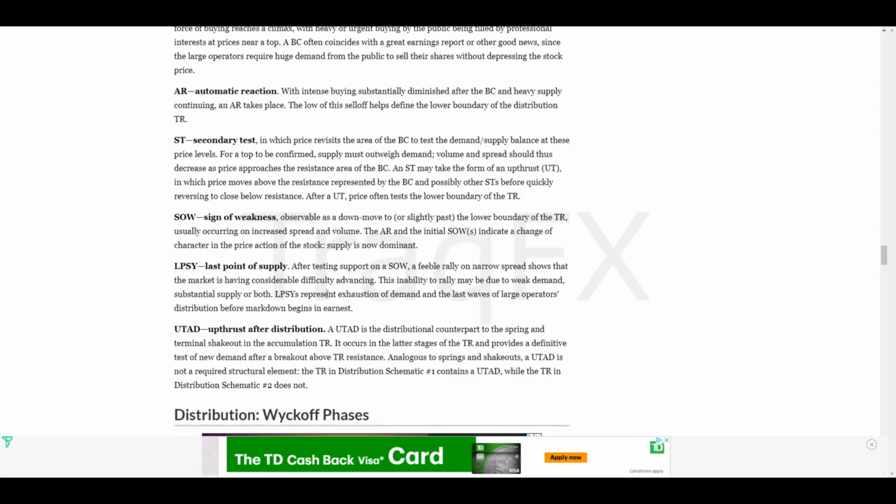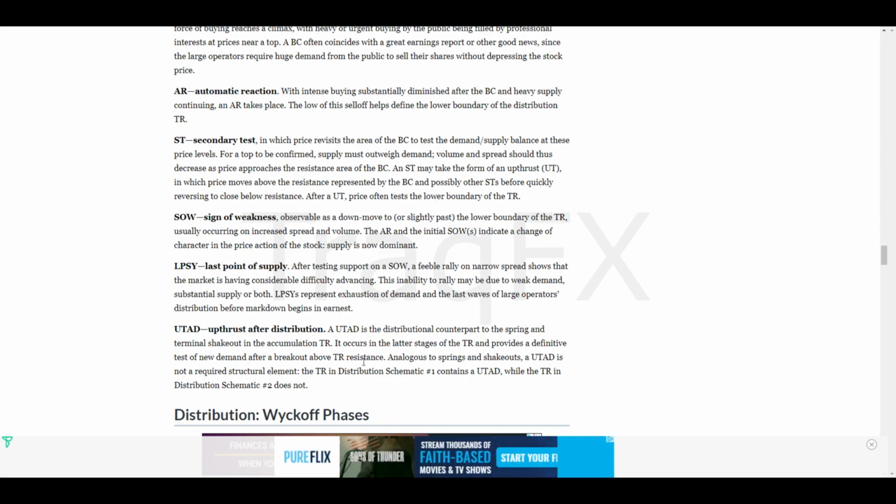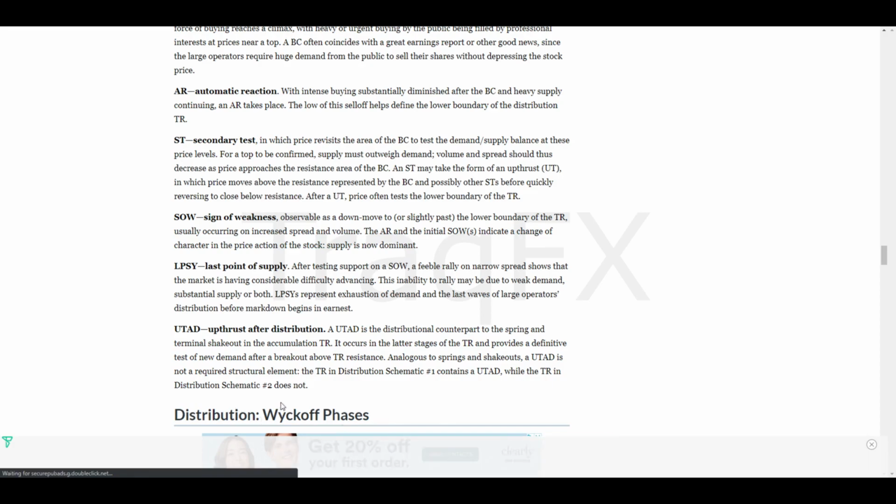Now the UTAD. A UTAD is an upper thrust after distribution. This is the distributional counterpart to the spring and the terminal shakeout in the accumulation trend, meaning the opposite. It occurs in the later stages of the trend and provides a definitive test of new demand after a breakout above trend resistance. Springs, shakeouts, and upper thrusts after distribution are not a required structural element. The trend in distribution schematic 1 contains a UTAD, while the trend in distribution schematic 2 does not.